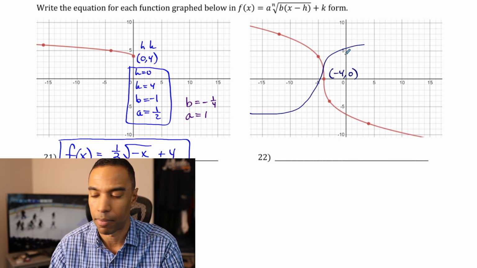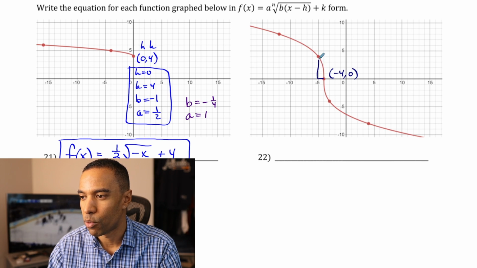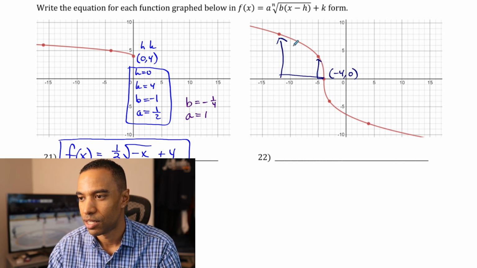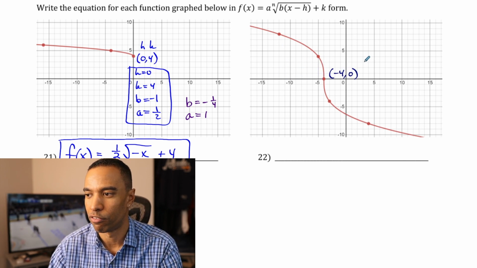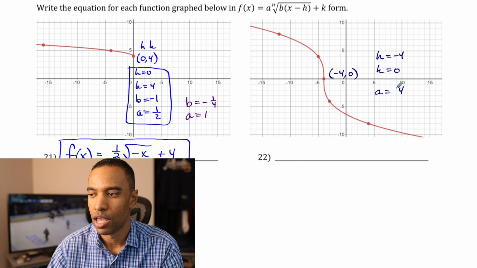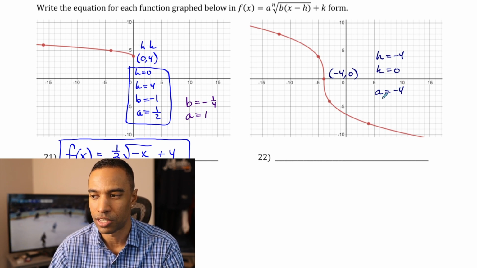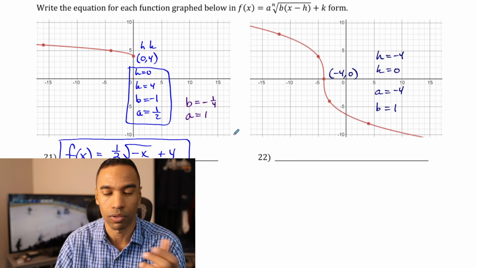Sorry if I said cubic. I meant cube root. It's got a stretch. When I go over 1, I go up 4. When I go over 8, I go up 8. Instead of going up 1 and going up 2, I'm going up 4 and 8. That's times 4, 4 times larger. So H is -4, K is 0. Looks like A has to do with a 4, but because it's also flipped over, you could treat it as -4. And then you could say that B has no change. You could say B is 1, and then you're good with that.